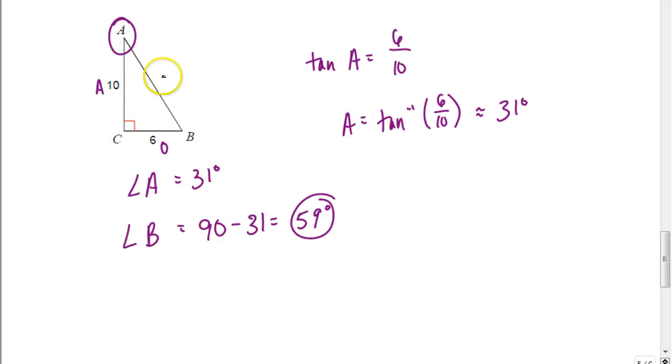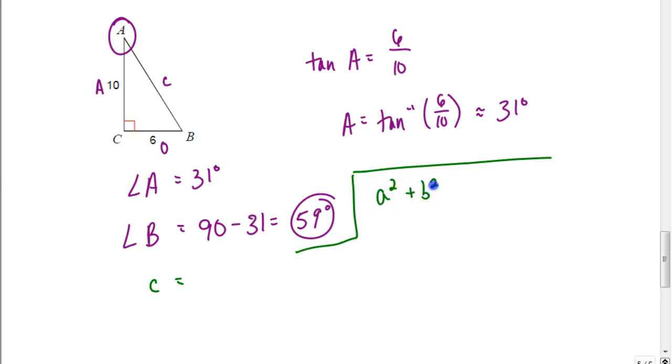Now, I also have to figure out what side C is. So to figure out the length of side C, here's what we're going to do. Well, there's a couple ways we could do it. I'm going to show you a way that we could use the Pythagorean theorem. So remember, the Pythagorean theorem is a squared plus b squared equals c squared.